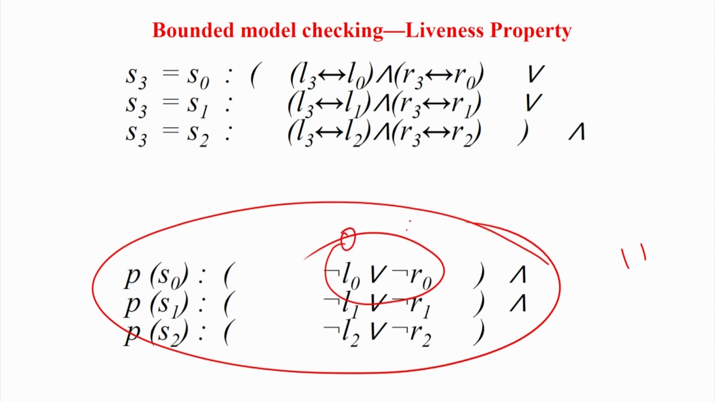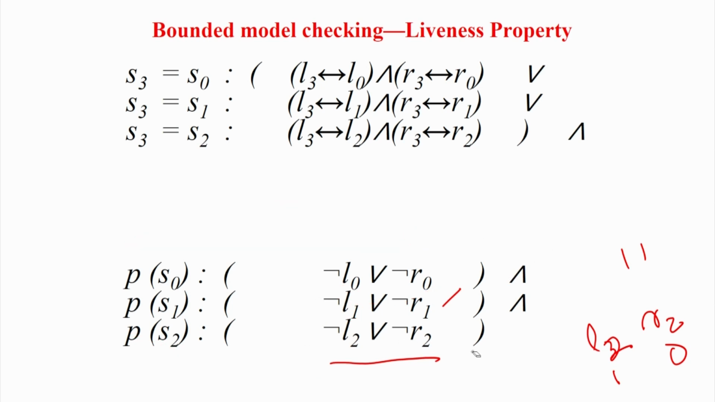For this one we know that L0 R0 is 0 0, so this will be true. L1 is 0 and R1 is 1, so not of L1 makes this one true. And if you look at this one, L2 is 0 and R2 is 1 0, that is state S2, L2 1, R2 0. So this one is going to be 1 and this is true. I am writing down the values which make every state true, and all of them have to be true.